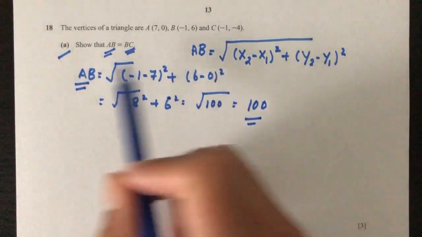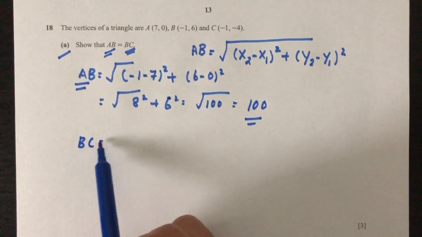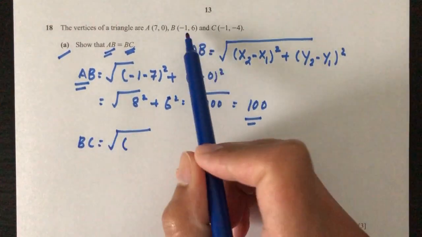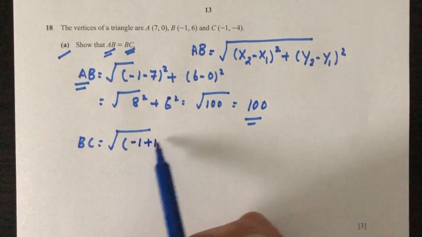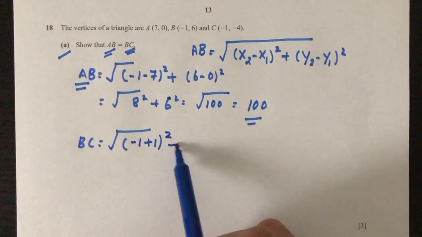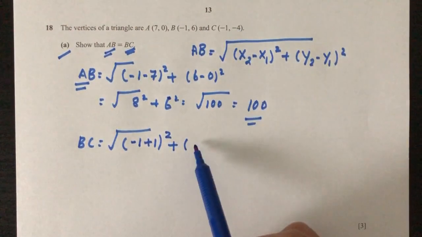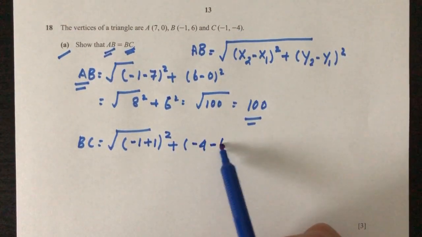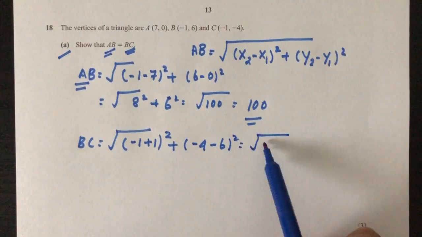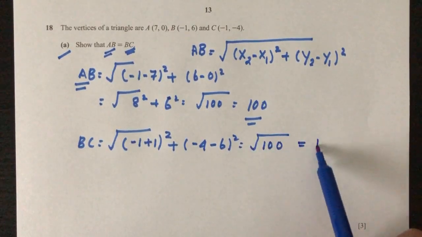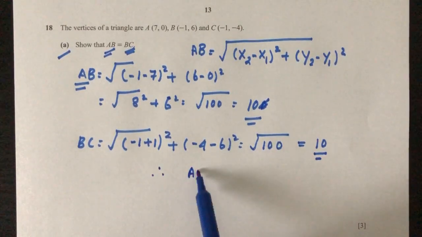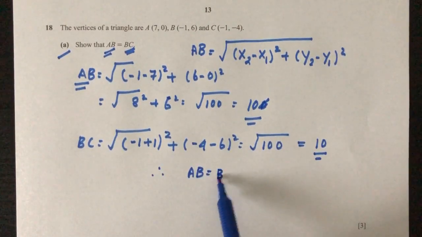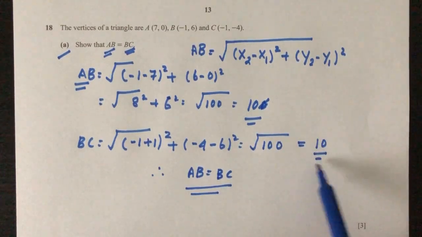Same thing for the length of BC. Here it will be x2 minus x1, that is minus 1 plus 1, squared, plus y2 minus y1, which is minus 4 minus 6, squared. That will be root 100, which is 10 as well. So we have shown that AB is equal to BC by showing that they have the same length. Now let's move on to the next question.